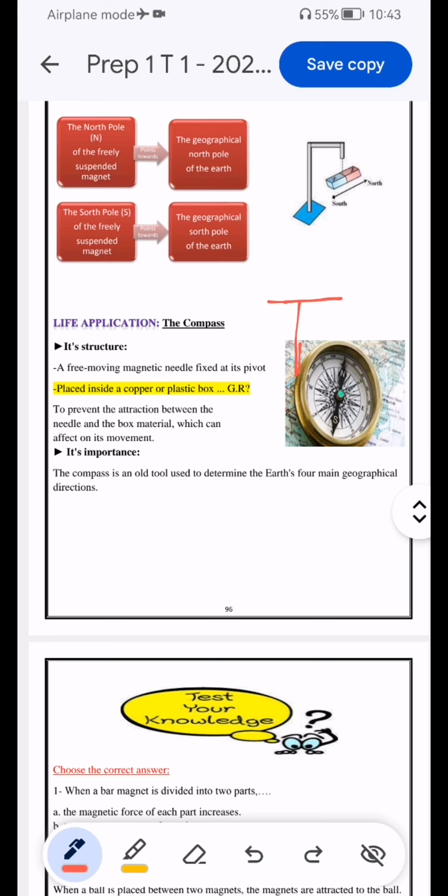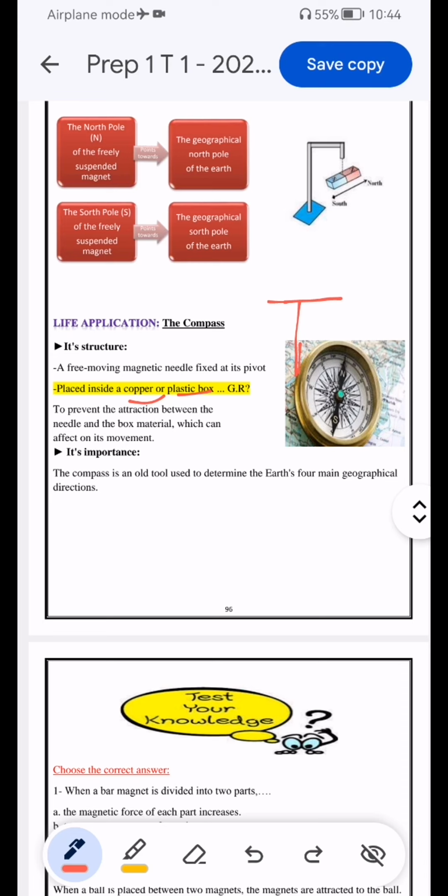And it is put in a box. What is this box made of? Made of copper or plastic. Why made of copper or plastic? To prevent attraction between the magnetic needle and the box, so they do not attract each other, which would affect the directions. Okay?